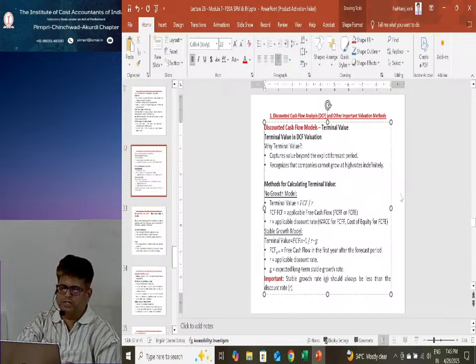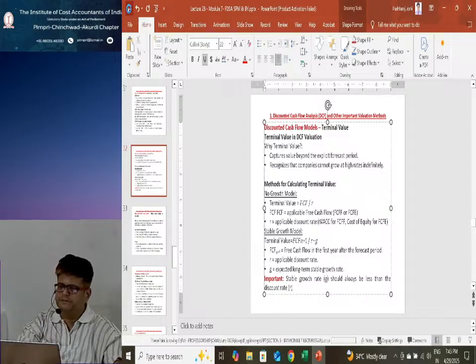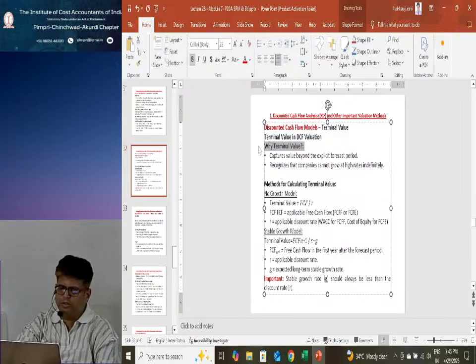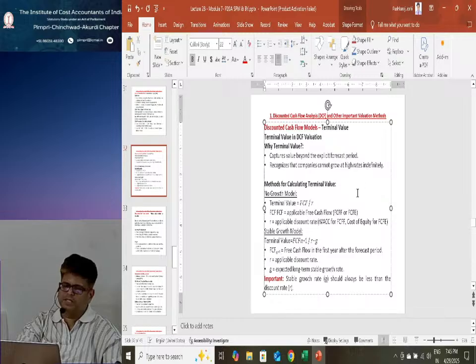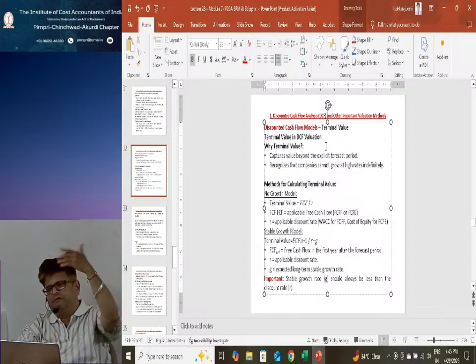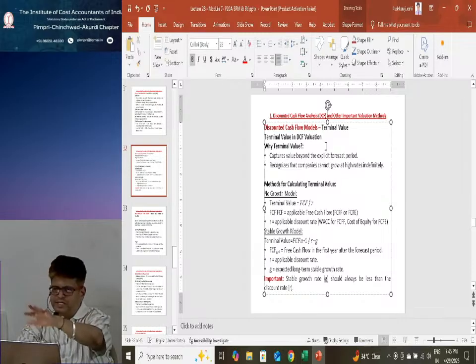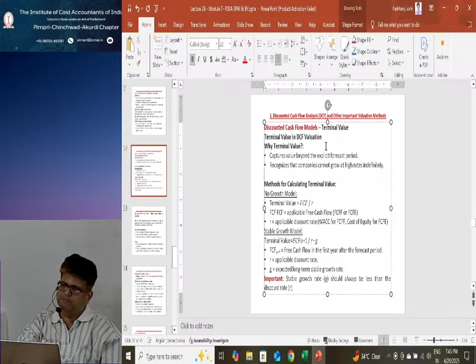So let's understand what is meant by terminal value. Terminal value in DCF valuation typically. Why terminal value? Because it captures value beyond the explicit forecast period and it recognizes that companies cannot grow at higher rates indefinitely. That's the logic behind it, and that's why there is a particular point in time where the value of that particular company freezes, or it's like the end of the explicit forecast period. At the end of the explicit forecast period, what will be the terminal value of that particular business?